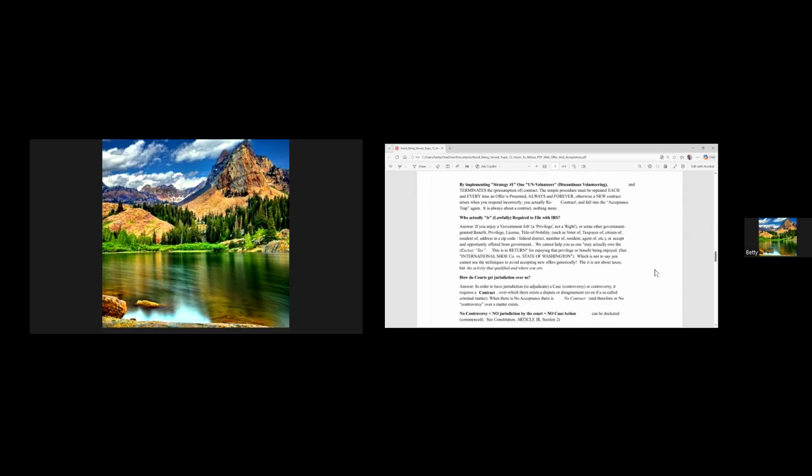And then it goes on to explain a little bit about taxes, who actually is lawfully required to file with the IRS. The answer is if you enjoy a government job, a privilege, not a right, or some other government-granted benefits, privileges, licenses, title of nobility, such as voter, taxpayer, citizen of. This is very important right here. Resident of, address in a zip code. Okay, that's what I said. Get off the zip code. Get all the mail to a PO box. There's a process for that.